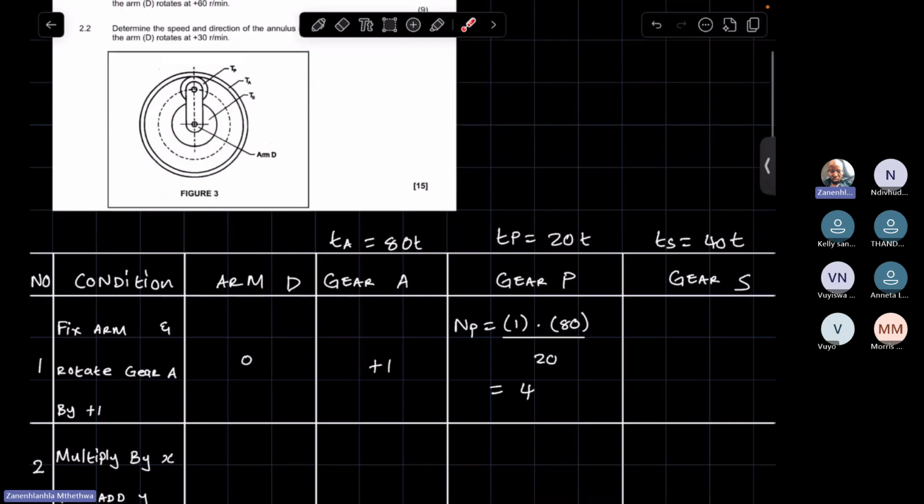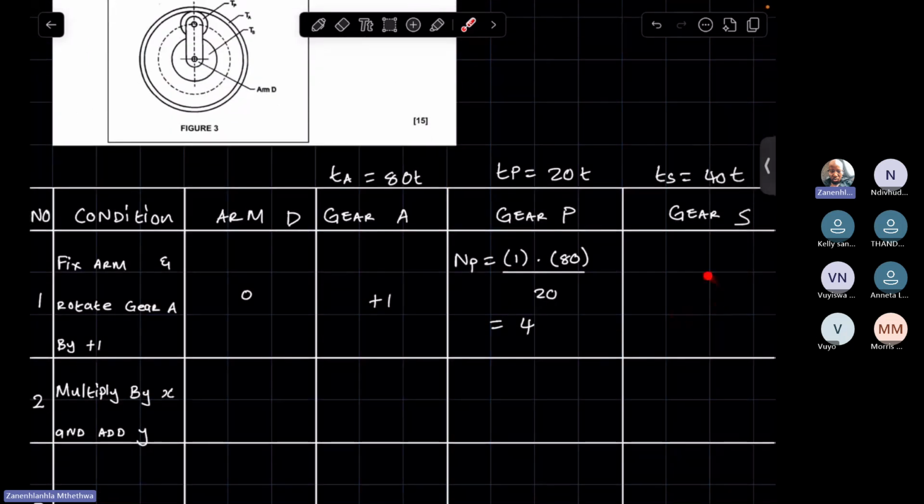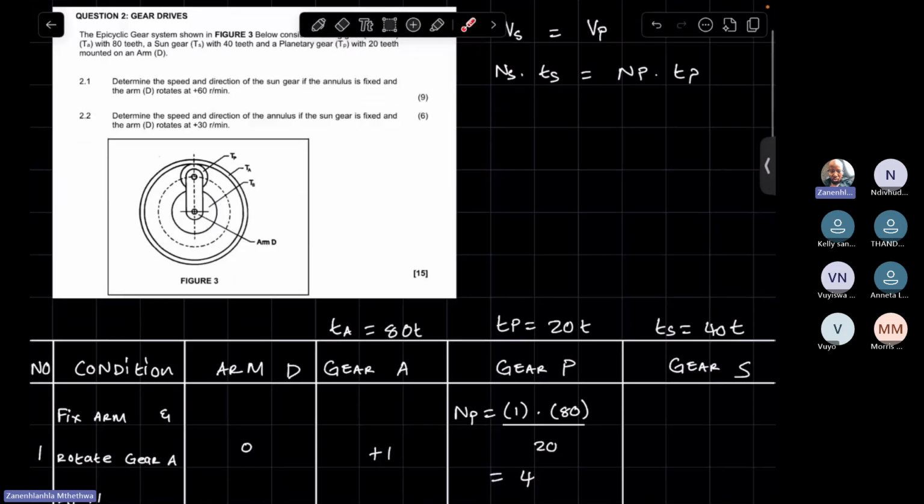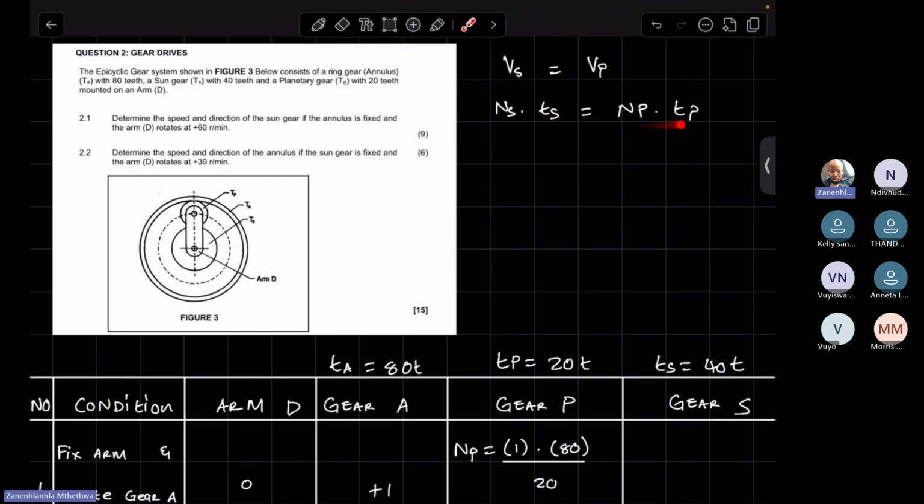Now remember, we are here looking at the rotational frequency of the sun gear if the arm is fixed and the annulus has been rotated by one revolution clockwise. First you establish the relationship between gear S and the gear that it meshes with, which is the planetary gear. And then second, you establish the direction of rotation. At this point, we already know the planetary gear is clockwise, hence we leave it as positive.